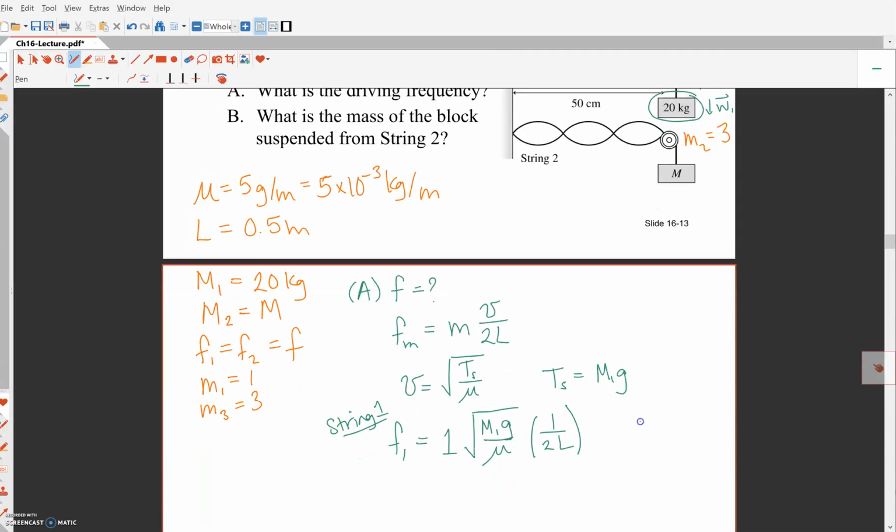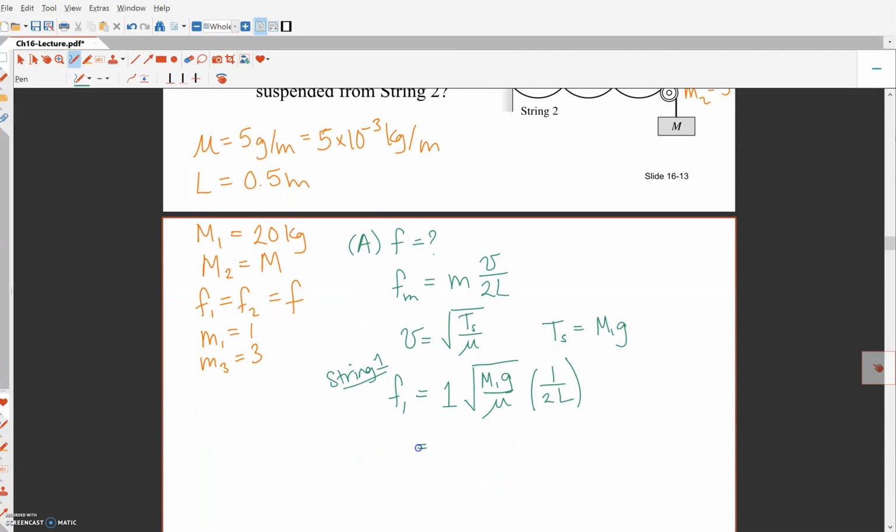Okay, everybody see that? So now I'm ready to plug in numbers. So m1 is 1. I get the square root of M1, which is 20 kilograms times 9.8 meters per second squared, divided by the linear mass density, 5 times 10 to the minus 3 kilograms per meter. And this is all under the square root, times 1 over 2 times half a meter.